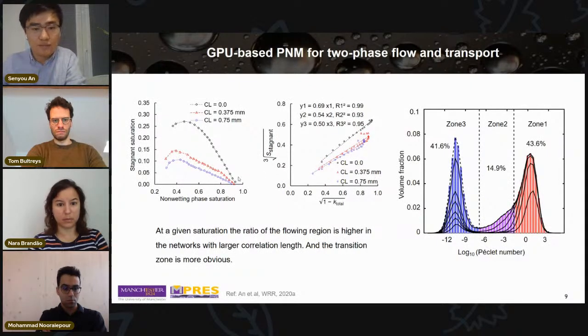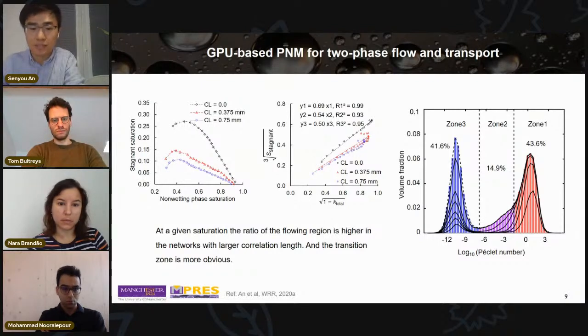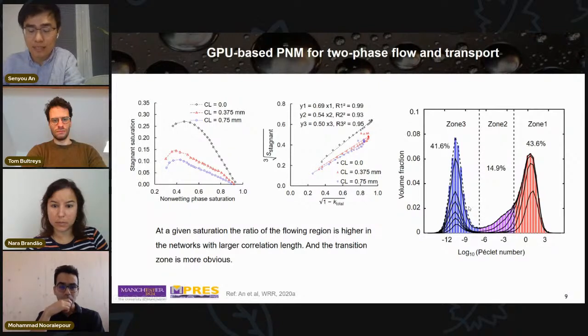Then we analyzed the change of stagnant saturation. With non-wetting phase saturation increase, the stagnant saturation shows non-monotonic behavior. To formalize the relation between velocity field and the stagnant saturation, we fitted a linear relation for these two elements. For the uncorrelated network, the results have a high accuracy, but for the correlated ones, there is a variation near the saturation with the lowest total permeability. It may be caused by the transition zone in the correlated network. At a given saturation, the ratio of flowing zones is higher in the correlated networks, but the transition zone is also more obvious here.